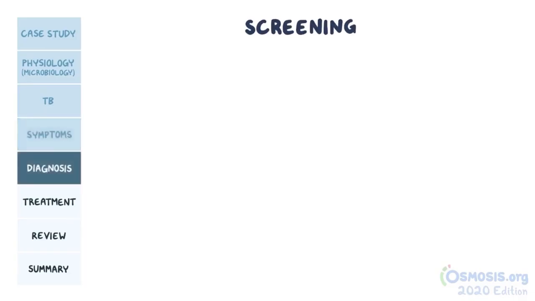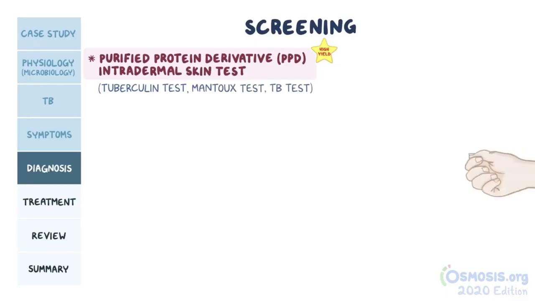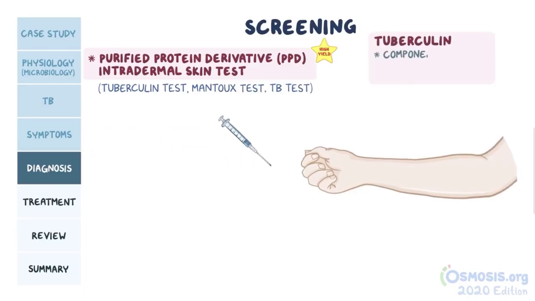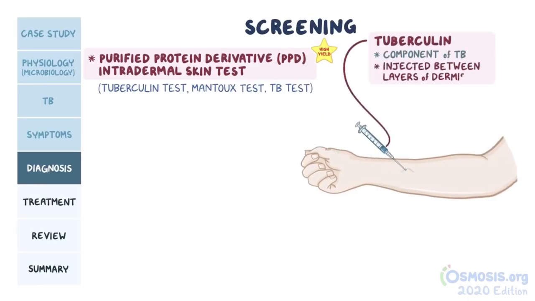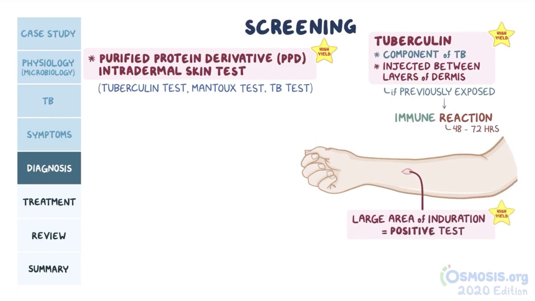Screening for TB often starts with a purified protein derivative, or PPD intradermal skin test, sometimes known as a tuberculin skin test, Mantoux test, or simply TB test. With this test, tuberculin, a component of the bacteria, is injected between the layers of the dermis. If a person has previously been exposed to TB, the immune system reacts to tuberculin and produces a small, localized type 4 hypersensitivity reaction within 48 to 72 hours. If the reaction creates a large enough area of induration rather than just redness, the test is positive.